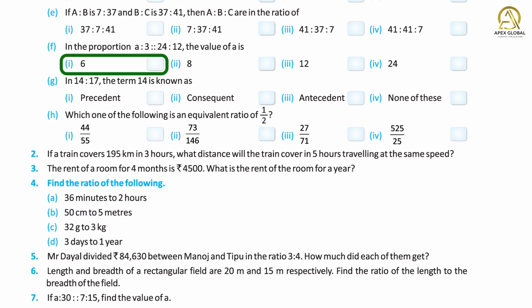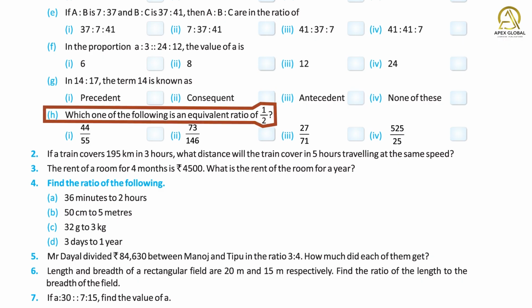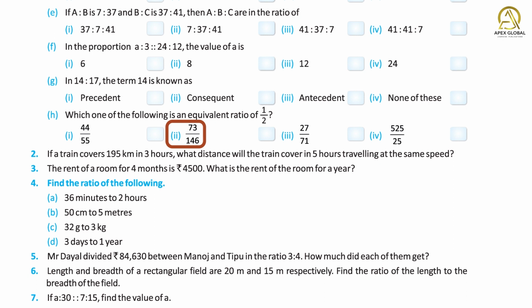Solution: first, 6. G. In 14 ratio 17, the term 14 is known as: first precedent, second consequent, third antecedent, fourth none of these. Solution: third, antecedent. H. Which one of the following is an equivalent ratio of 1 upon 2? First 44 upon 55, second 73 upon 146, third 27 upon 71, fourth 525 upon 25. Solution: second, 73 upon 146.